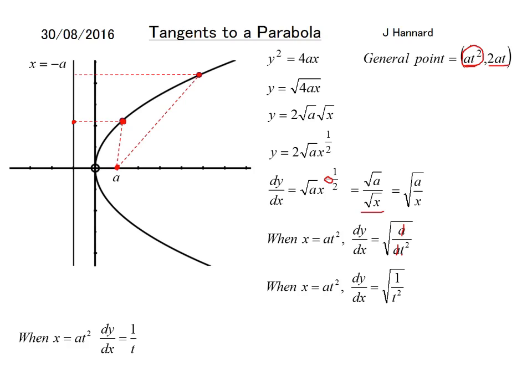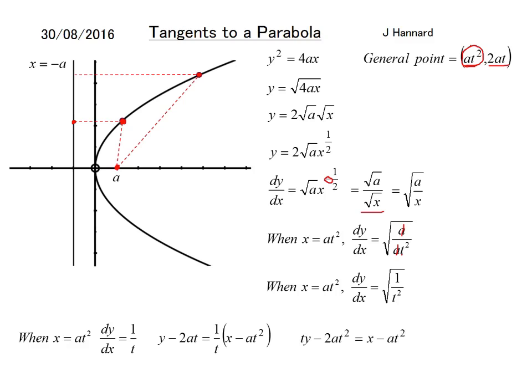So that is our generic gradient of a generic tangent at a general point on a parabola. We'll then turn to the line equation: y minus b equals m(x minus a), or you might know it as y minus y1 equals m(x minus x1).